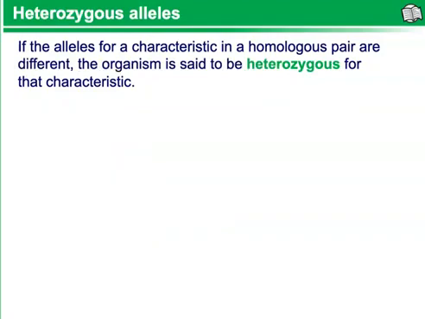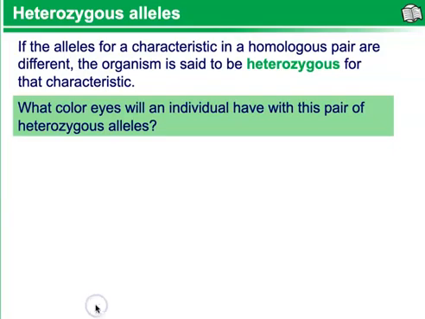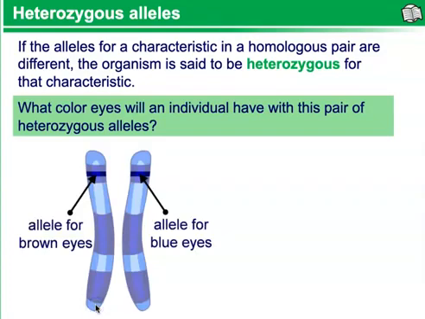Heterozygous alleles. If the alleles for a characteristic in a homologous pair are different, the organism is said to be heterozygous for that characteristic. What color eyes will an individual have with this pair of heterozygous alleles? One allele for brown eyes and one allele for blue eyes.